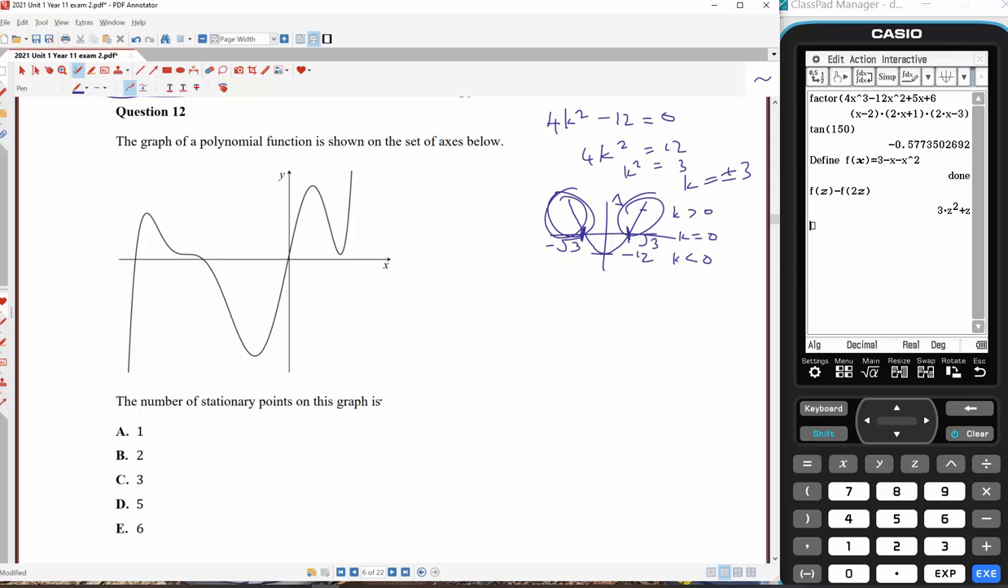The graph of a polynomial function is shown on the set of axes below. The number of stationary points on this graph is, a stationary point. I think it's a stationary point. I think this is a stationary point of inflection, although it could be a point of inflection, so I'm not sure. Stationary point, stationary point, stationary point. So we could have 1, 2, 3, 4, 5. It could be 5. Or if that's a point of inflection, the answer could be 4 as well. So 4 isn't in here, so it must be 5. So this has to be a stationary point of inflection, not a point of inflection.